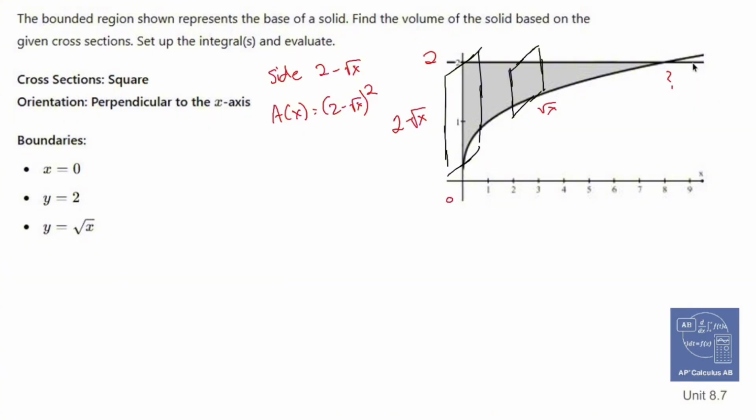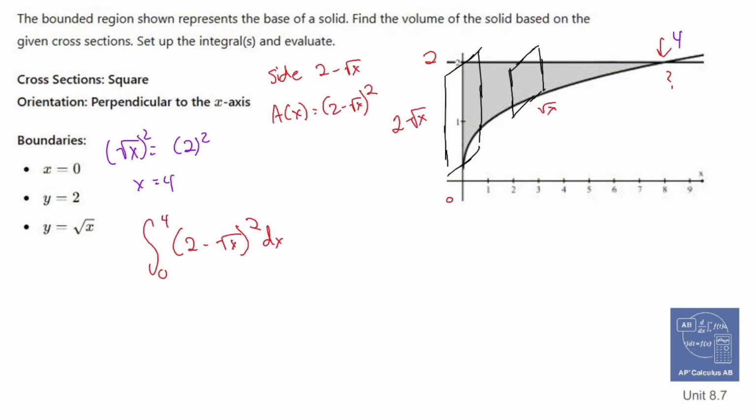Okay, so now I need to find out what that limit is right there. The way I can find that is to take my two equations and set them equal to each other. The square root of x equals 2. In order to get root x all by itself, I'm going to square it. x equals 4, and these guys intersect at 4. So the integral that I'm going to set up is the integral from 0 to 4 of 2 minus the square root of x squared dx.